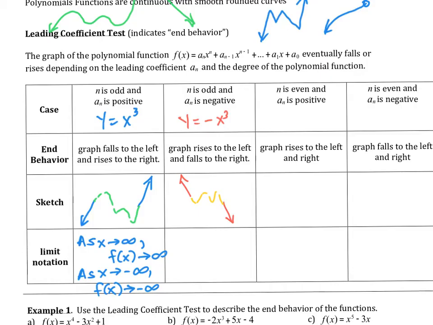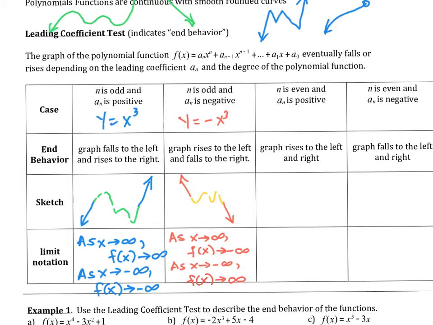Okay, in limit notation, you can do the left or the right side first, it doesn't matter. As x is approaching positive infinity, that's saying on the positive x-axis side, what's the graph doing? On the right side, the y values are going down, so f of x is approaching negative infinity. Okay, as x approaches negative infinity, so on the left side of the graph, what's the graph doing? The left side of the graph is going up, so f of x is approaching infinity.